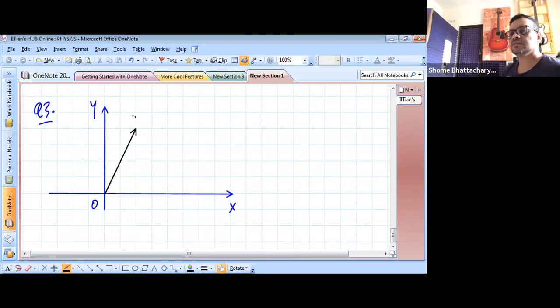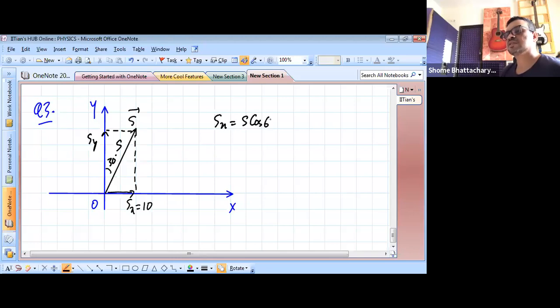This displacement vector is such that its x component is 10 and the angle it makes with the y-axis is 30 degrees. So that means the angle it makes with the x-axis is 60. So this angle is 30 degrees. This is Sy, whatever this is, and this is S. So we know that Sx will become S cos 60, or that's the same thing as S sin 30, and that is given to us as 10.